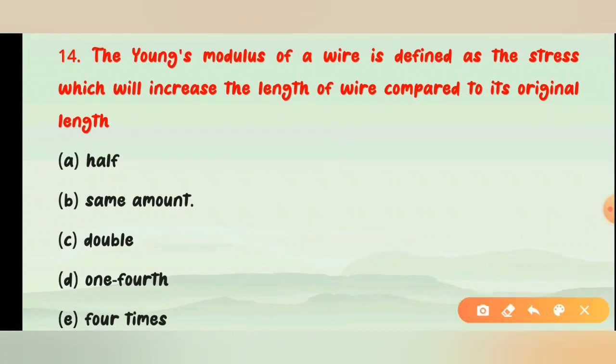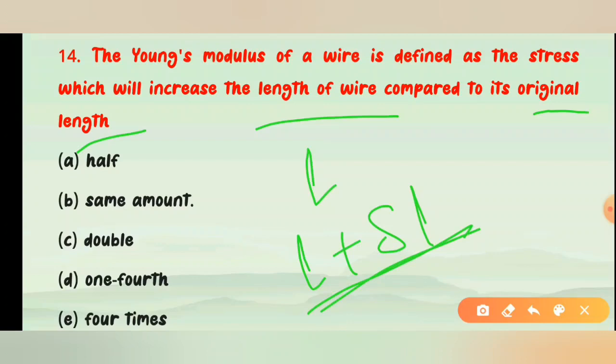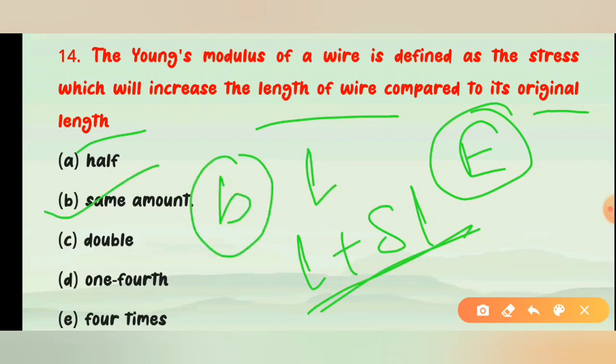Next, the Young's modulus of a wire is defined as the stress which will increase the length of the wire compared to its original length. Let's say the original length is L and the final length, let us assume, is L plus delta L, but its Young's modulus will be the same because Young's modulus depends on the type of the material. For the same material, the Young's modulus will be the same. So option B is the correct answer.